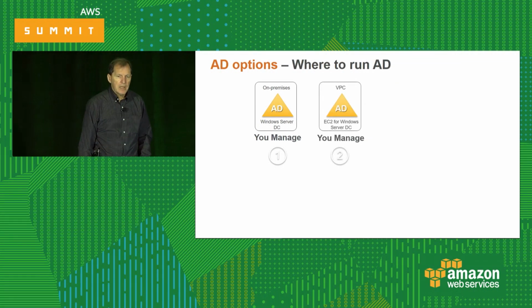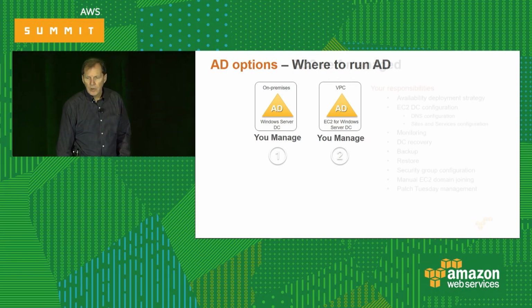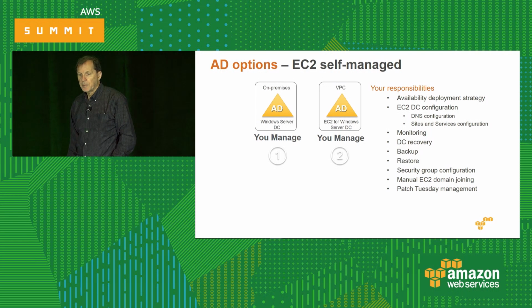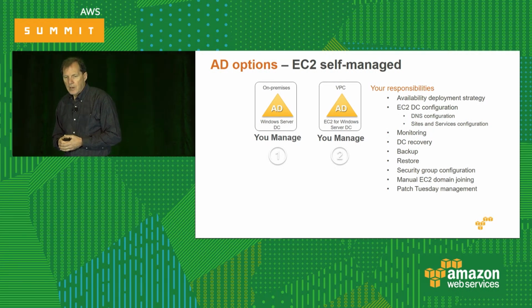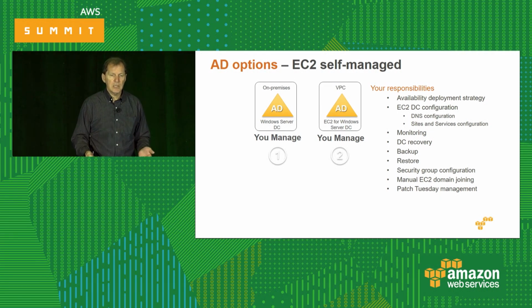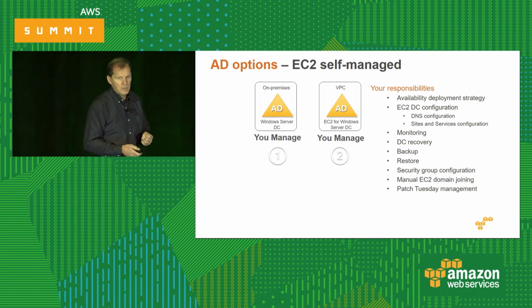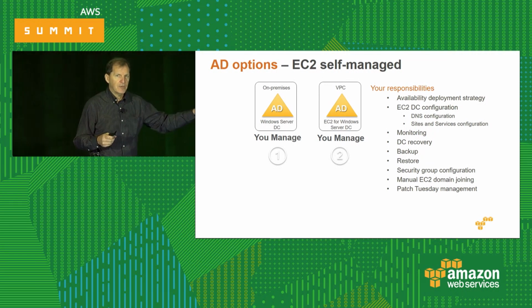Second option is you can run Active Directory on EC2 instances in the cloud. So you manage this in this case, and your responsibilities are that you would have to make sure you have an availability strategy. So what happens if an instance fails? How are you going to make sure that you've got redundancy and failover? You're going to have to configure the EC2 instances and look at your DNS configuration. You have to manage your sites and services. You've got to do monitoring, recovery, backup, restore. You have to configure the AWS security groups.